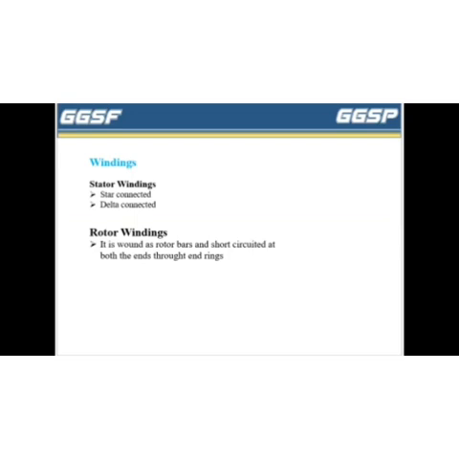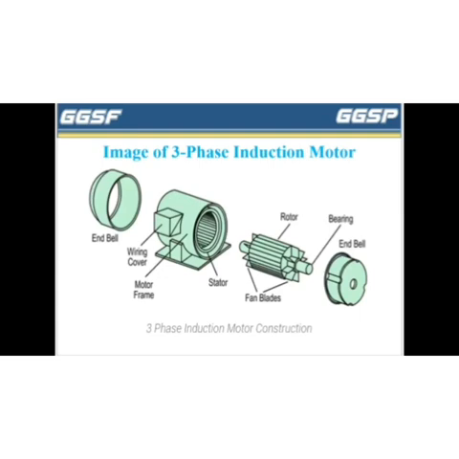Windings. In the stator winding, the first is star connected and the second is delta connected. In the rotor winding, it is wound as rotor bars and short-circuited at both ends through the rings. This is the basic construction of a three-phase induction motor. This is the end shield, wiring cover, motor frame, motor stator, fan blades, rotor, bearing, and end shield.